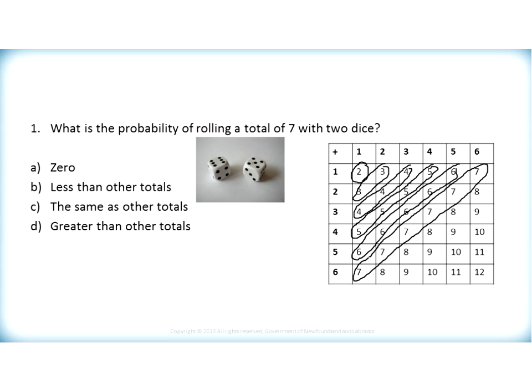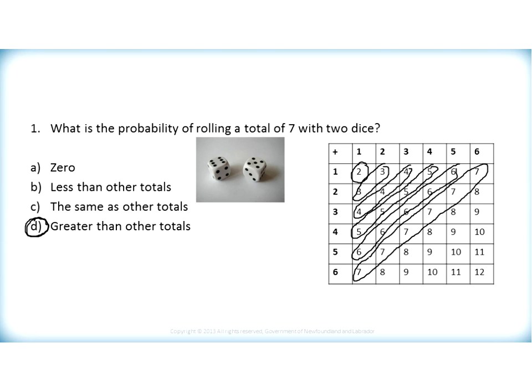But visually, we can see here that there are clearly more ways to roll a 7 than there are to roll any other individual number on the 2 dice. So the probability of rolling a 7 with 2 dice would have to be greater than the other totals.